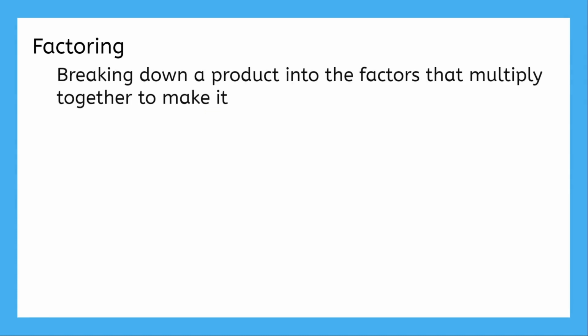Factoring means breaking down a product into the factors that multiply together to make it. Up to now, all the factoring you've done has been individual numbers. But, as you learned in the first half of this unit, you can also multiply polynomials to make other polynomials. That means polynomials can also be factored. So what do these two ideas, GCFs and factoring, have to do with each other?